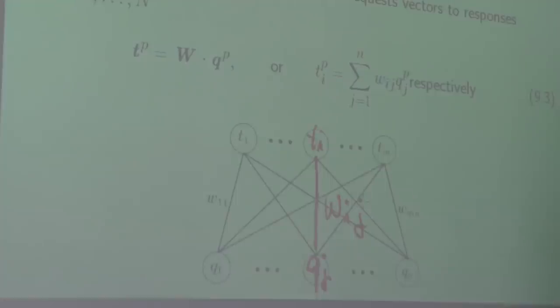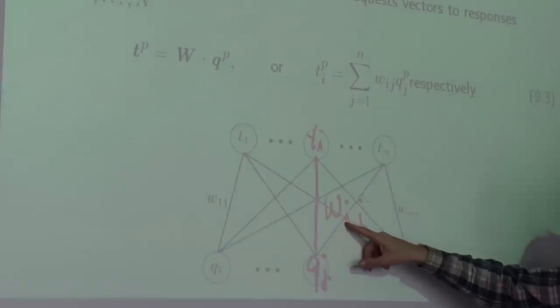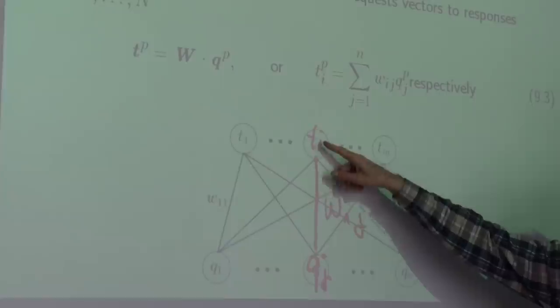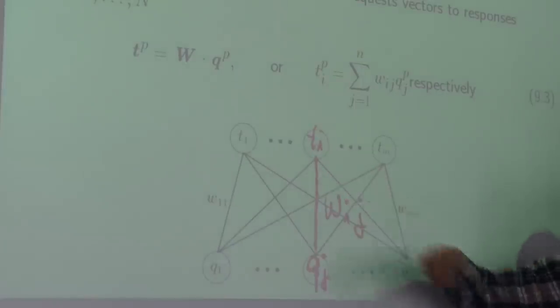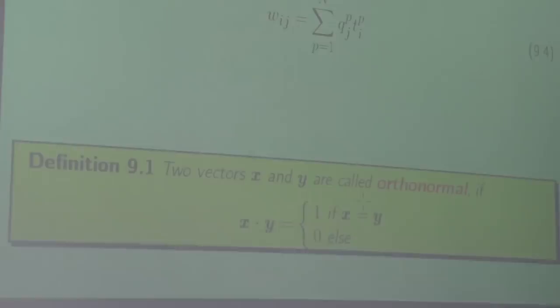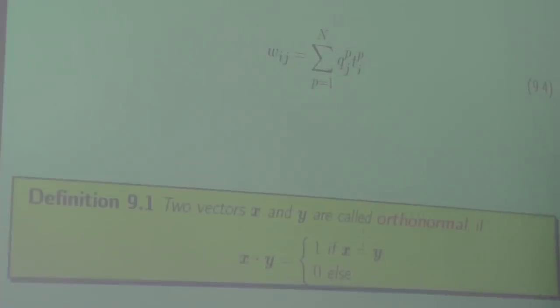Okay. And now the formula on the next slide shows us how we determine this weight Wij. We just take the product of Qj times Ti. But not only for one pattern, we compute this product for all the patterns, and then we take the sum of all patterns. That's all we do. And that's this formula. You see, this sum loops over all the patterns. Okay, so that's quite simple.